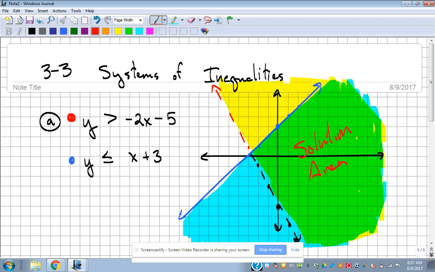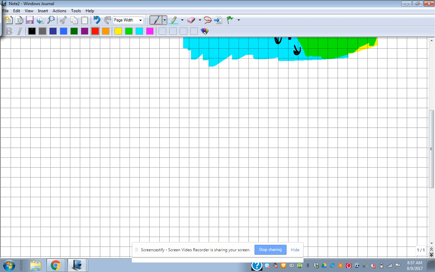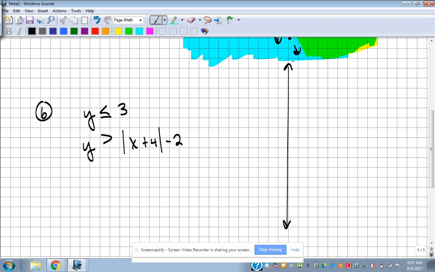Okay. Let's do this one. y is less than or equal to 3, and y is greater than the absolute value of x plus 4, minus 2. Both of those already have y by themselves, so I don't have to do any preliminary work to get them ready to graph. But I do have to remember something about y equaling a number and what that graph looks like.